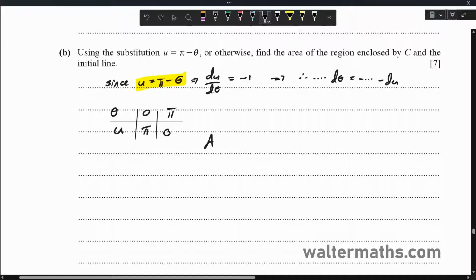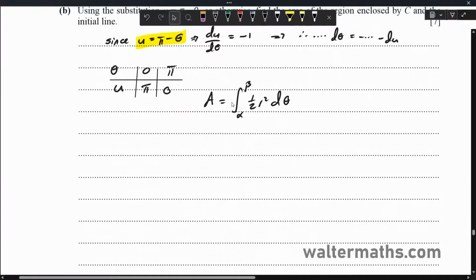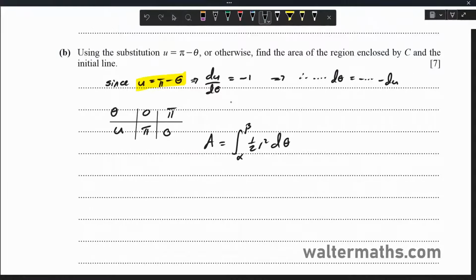Okay, so that's also another very important thing. The formula for area is the integral from alpha to beta of half r squared with respect to theta. So in our case, therefore, the area enclosed will be the integral from 0 to pi. Okay, let me do it this way. Factor out a half.